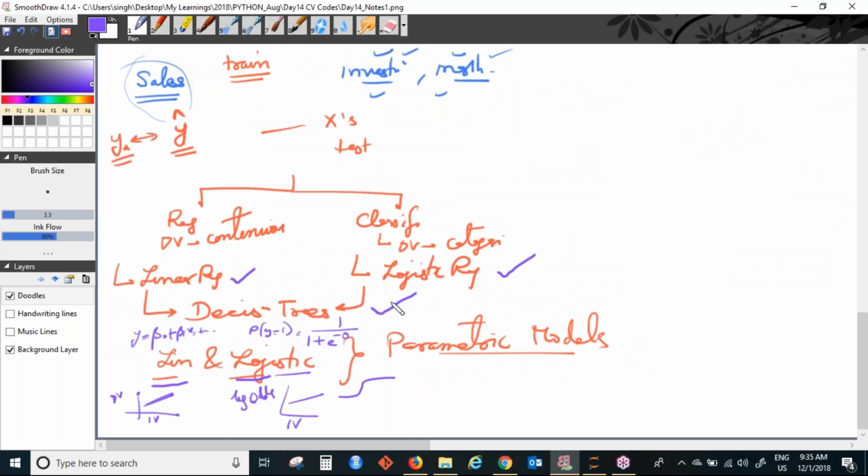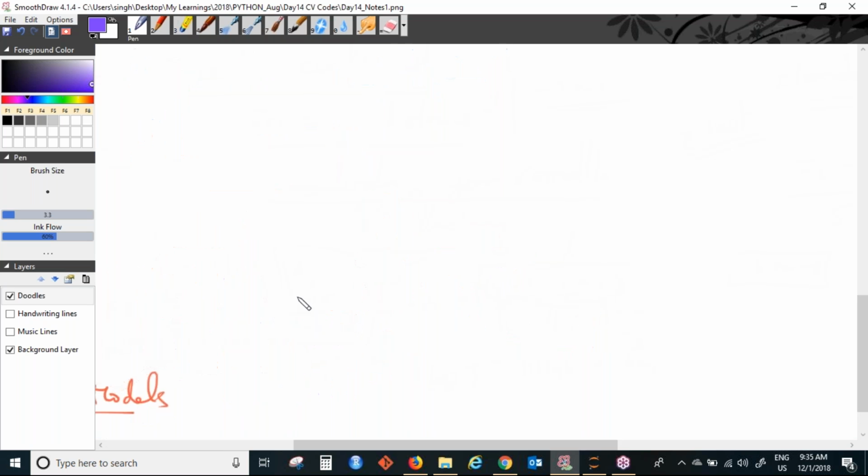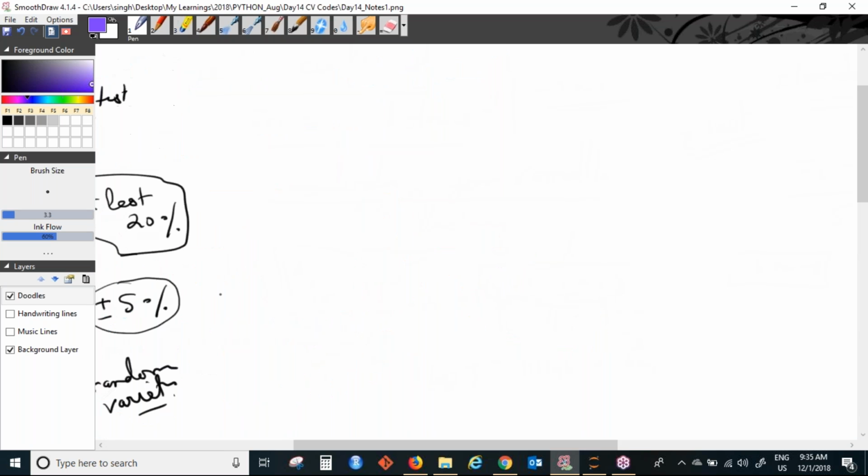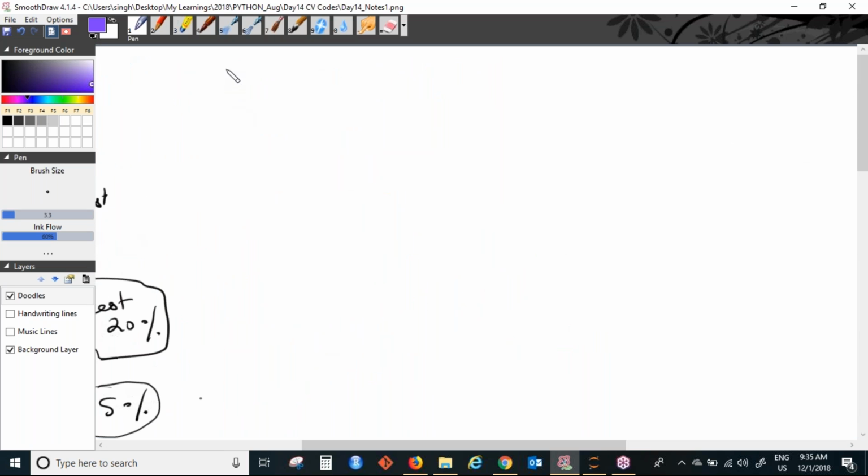Now decision trees, why are they different? Decision trees are different because they don't come with any shape. They can take any non-uniform shape. So decision trees, which we have studied already, are a non-parametric model. They don't have any particular shape, they can take any shape they want. That is why they are called non-parametric models.